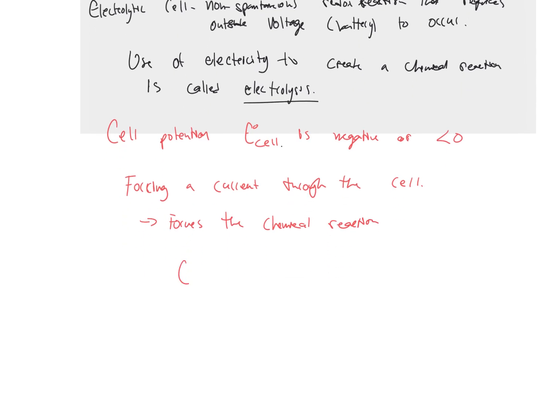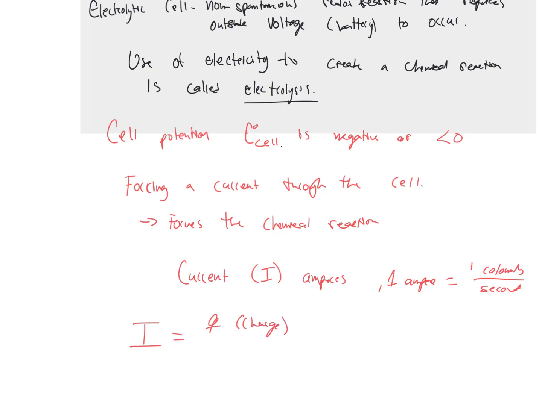Now current, which we call I, is measured in amperes, and 1 ampere is equal to 1 coulomb per second. Typically, you can calculate current, which is I, by dividing Q, which is the charge, not the heat, but the charge, divided by time, which is in seconds.